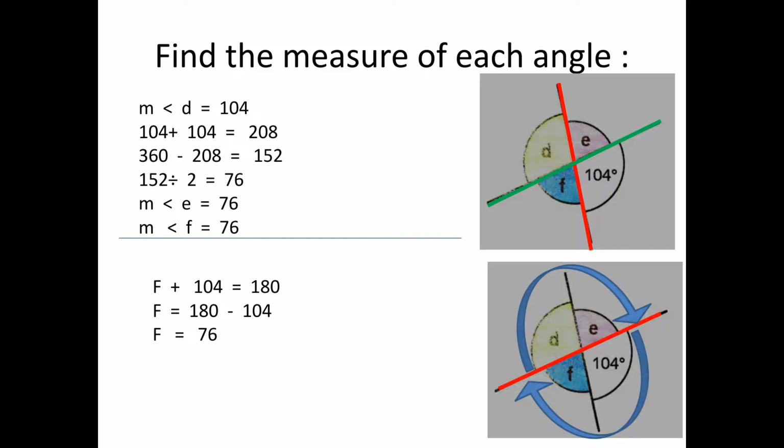After that, you can use the vertically opposite angles. F is opposite to which angle? Excellent. F and E are opposite, so E will also be 76. It will be equal to F. And as you see, D is opposite to the 104, so D will be equal to 104. These are exactly the same answers as what we got in the upper part.